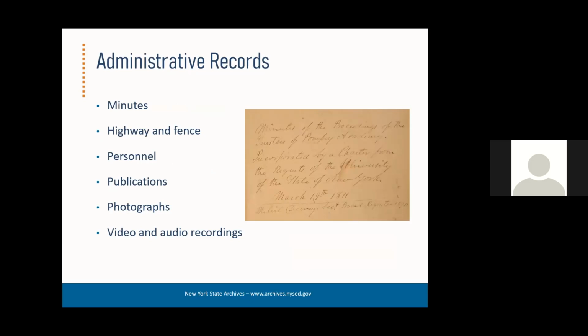Okay, so this is your minutes, your highway and fence, your personnel, the publications that the local government, yourself, puts together, photographs. Here's another one, video and audio recordings. Those can be historical too, because people are particularly interested in them. Again, I go back to the COVID-19 example. People suddenly had to do things online, including meetings and everything else. That was all done online. I mean, we've all been through Zoom like now, right?